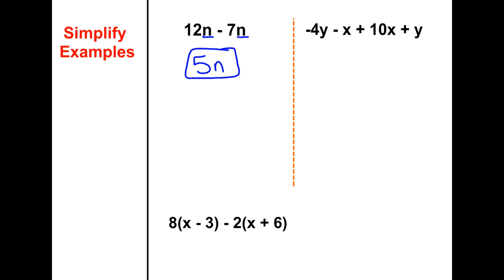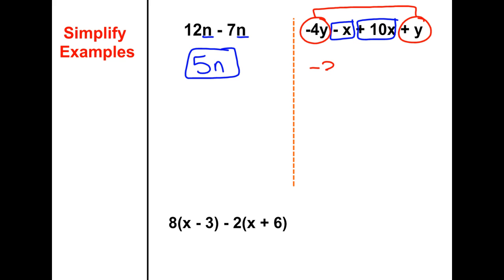Look over here, we have multiple variables, so we need to go to our like variables. Here are my like variables there, and then we have y's together as well. So I'm going to simplify those piece by piece. First I'm going to do the y's because the y comes first. I'm going to do -4 plus 1y.